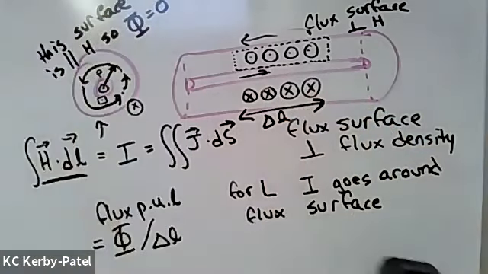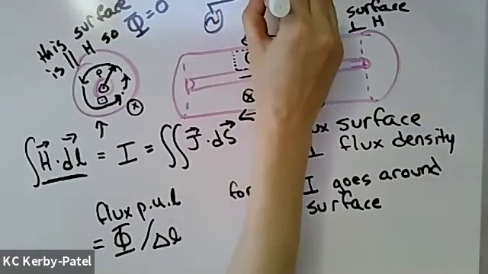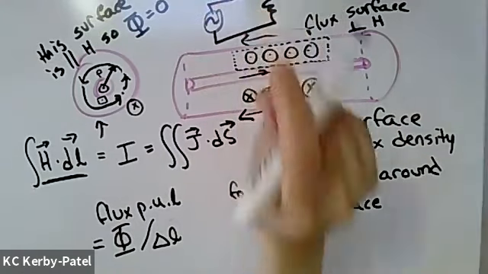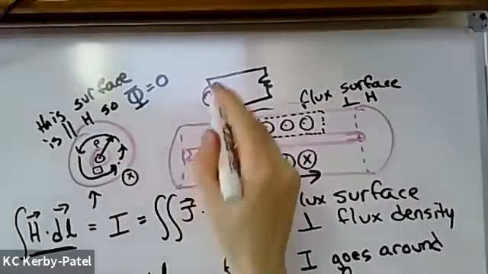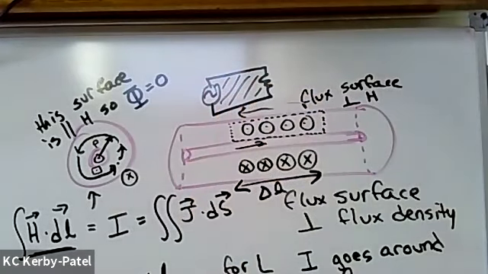If you have a finite circuit, the flux surface is usually like, if we have a circuit that looks like that, the flux surface would literally be just the area of the circuit. It's whatever the current goes around.